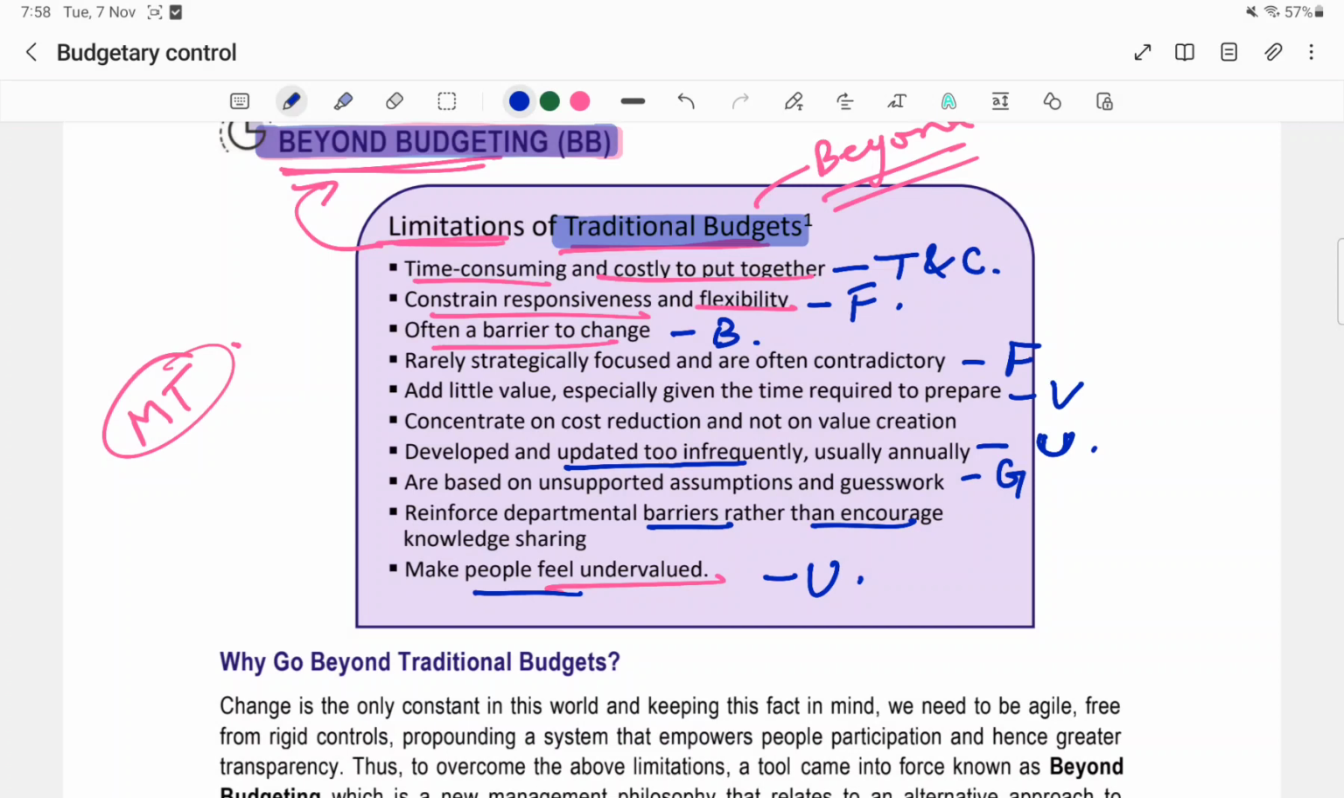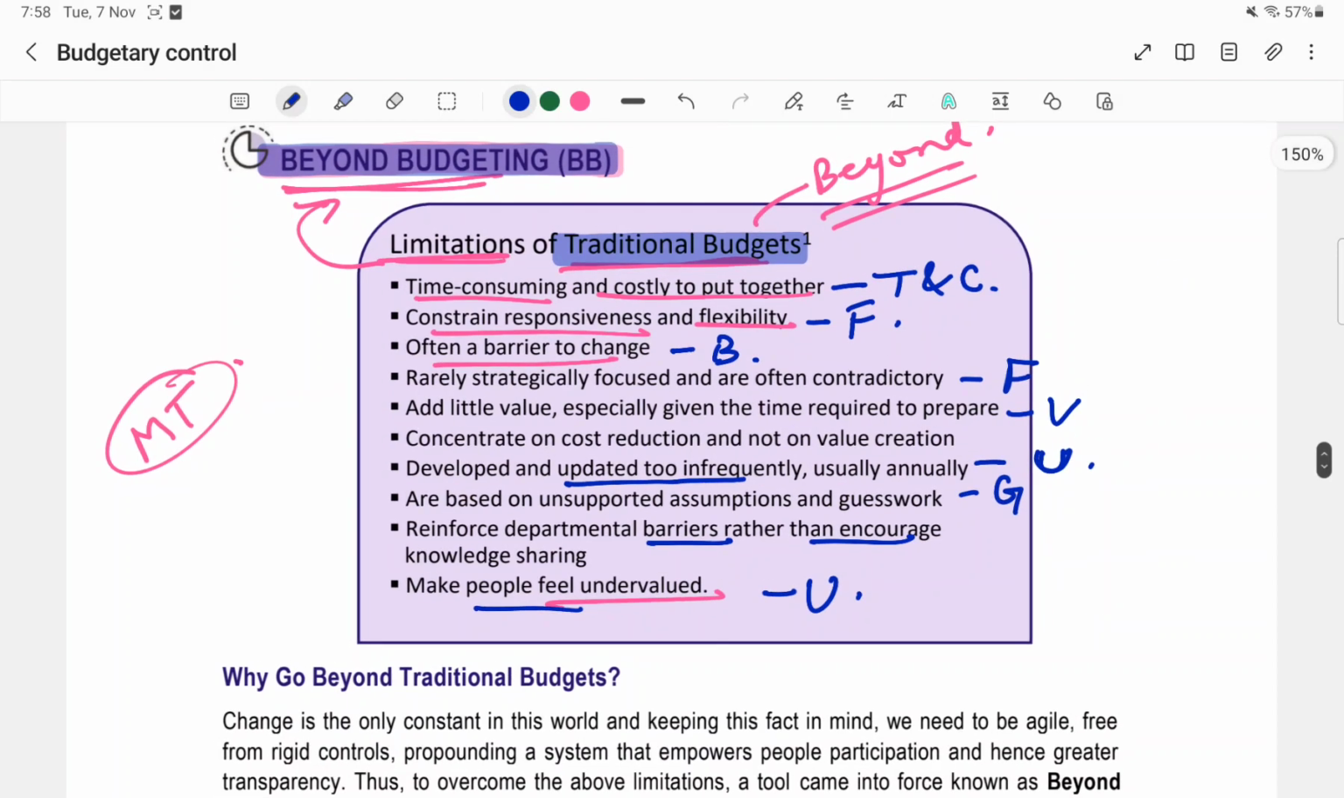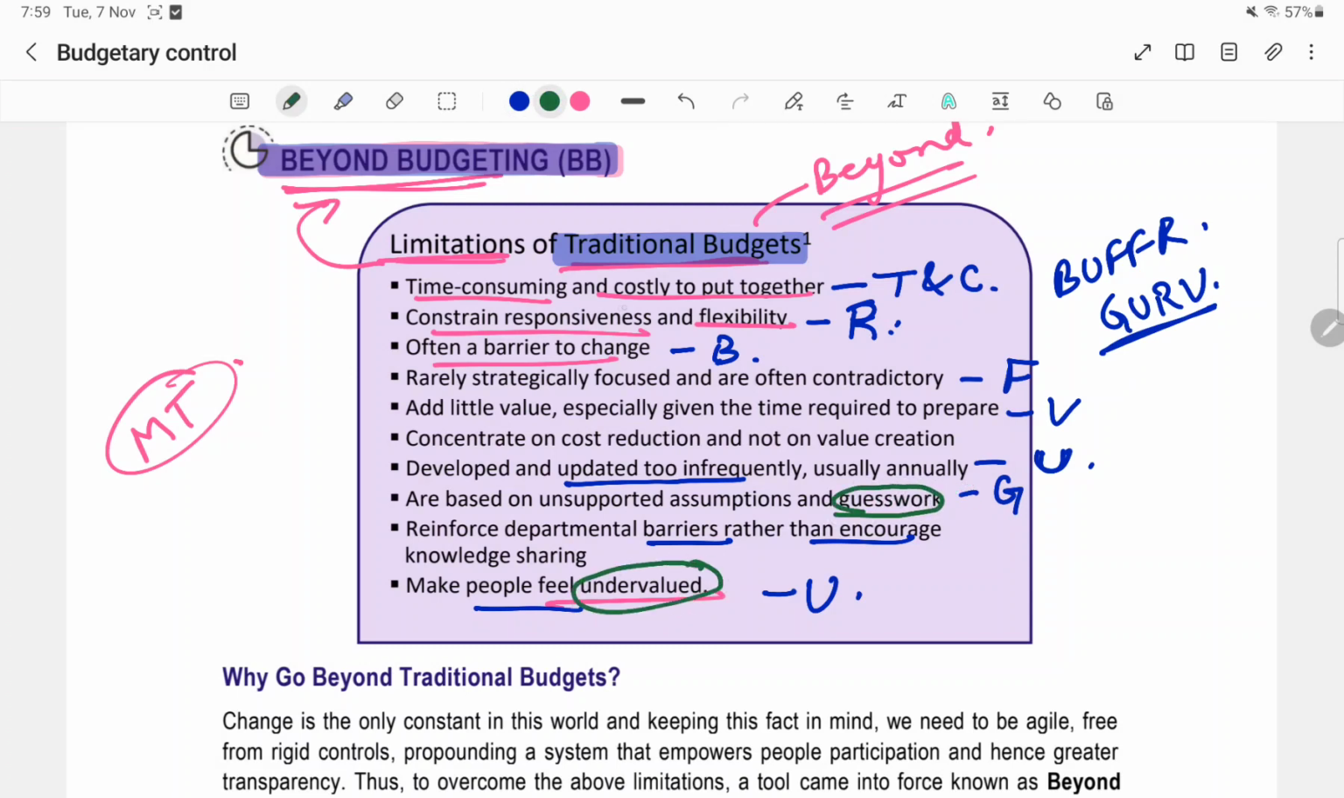In traditional budgeting, generally what is the problem? That it is time consuming, and changes are not acceptable. So these were the problems. You can use the memory trick: BUFFER GURU. From GURU, from G it is guesswork, from U it is undervalued, from R it is responsiveness, and again from U it is updated too infrequently. So four points are easily covered.